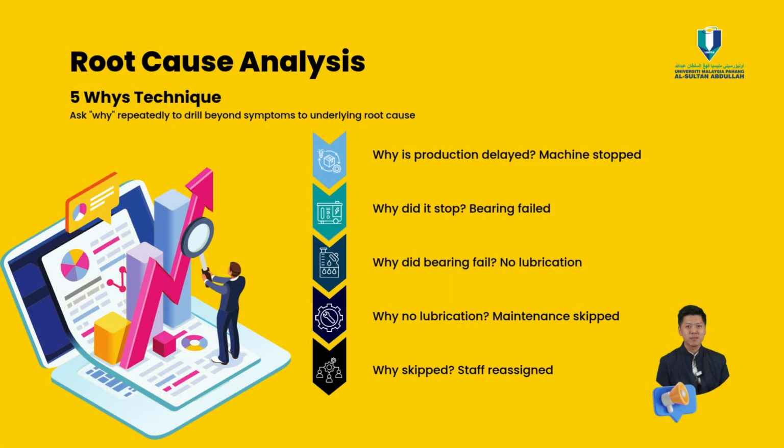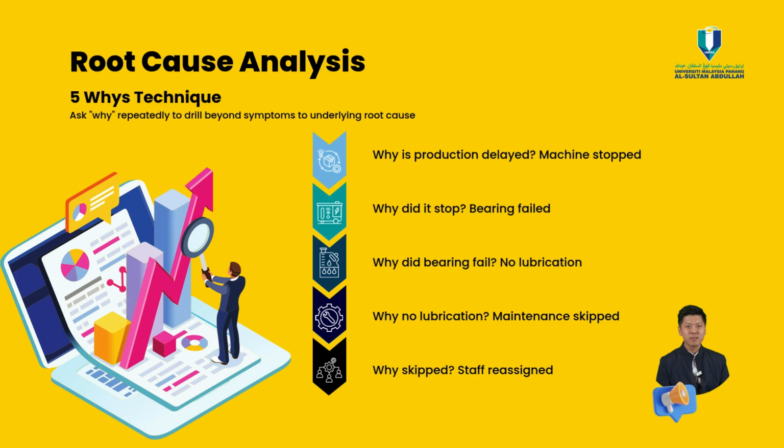Finally, whether you're making a small change or a radical one, you must address the true source of problems. This is where root cause analysis is essential. The 5 whys technique involves asking why repeatedly to drill down past the symptoms to the underlying root cause. For instance, if production is delayed because a machine stops, you might find the root cause isn't a broken bearing, but a flawed staffing policy that led to missed maintenance.